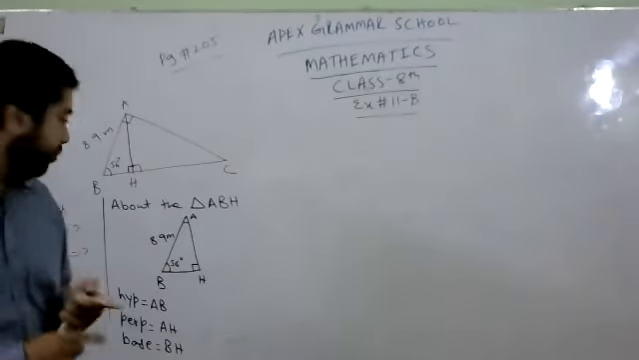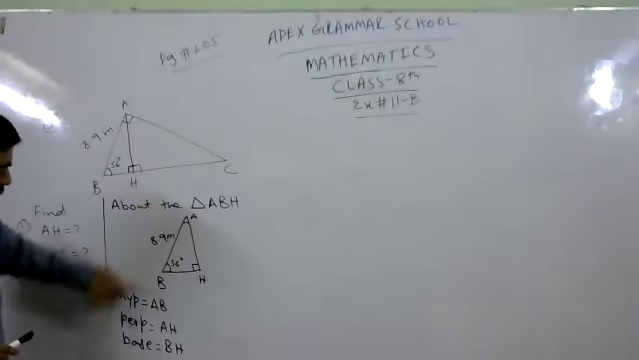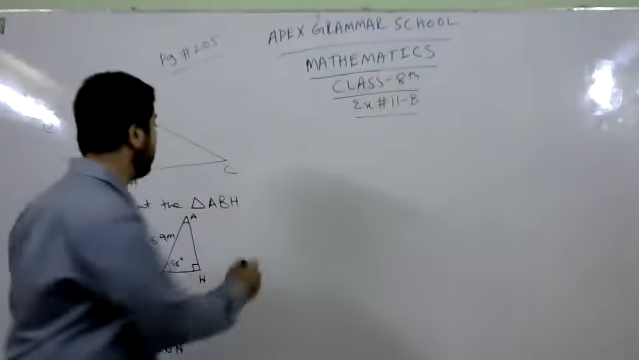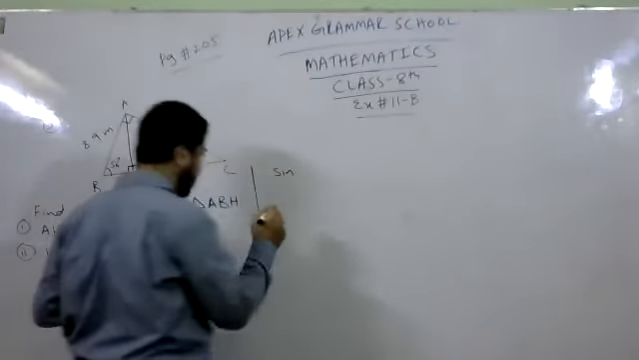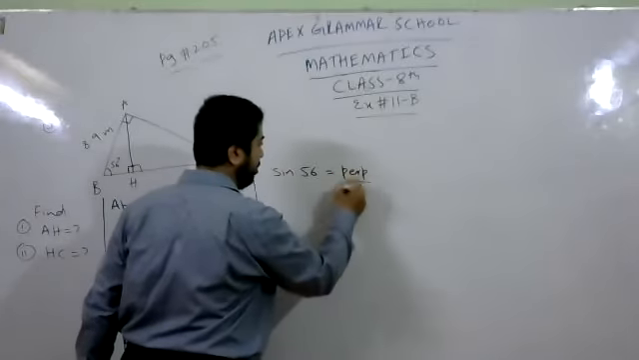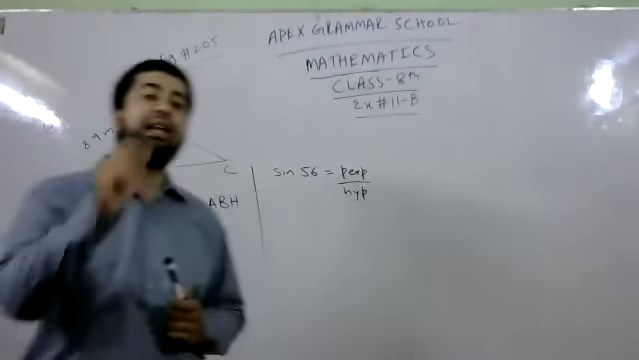So now we will decide whether we need to use the sine or the tan. We are given the hypotenuse, so for the hypotenuse we will use the sine. Sine 56 is equal to perpendicular over hypotenuse. Now the question is why we are not using the tan.